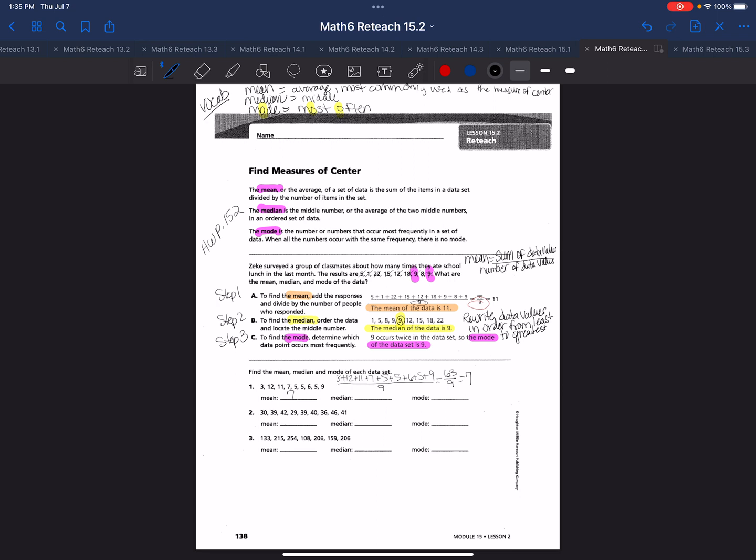Step 2 is I find the median. So I must put these in order now. So 3, 5, 5, 5, 6, 7, 9, 11, 12. And because I know that I have 9, I can find the middle number easily. So I know the median is 6. That's your median. Now we need to look at the data set. What number is occurring the most often, which is my mode, and I can see my mode is 5.